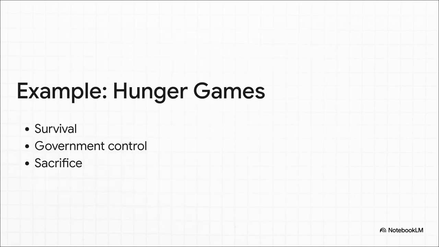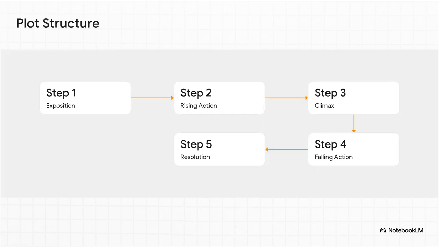Let's take The Hunger Games. The plot is about a deadly televised competition, but the story's themes are way deeper, right? They're about things like survival, the dangers of government control, and the real meaning of sacrifice. See the difference?